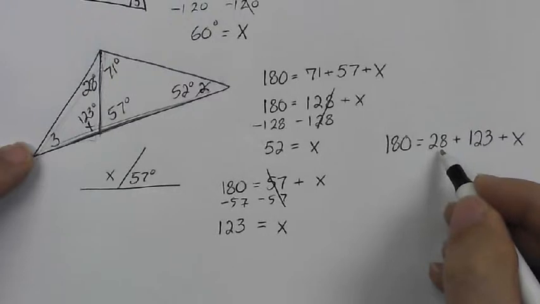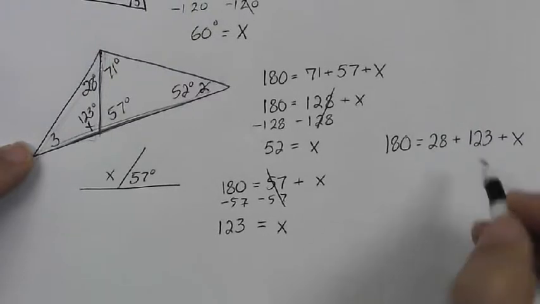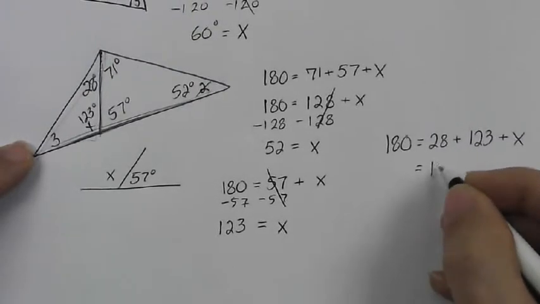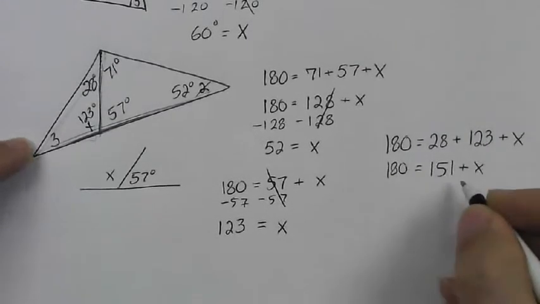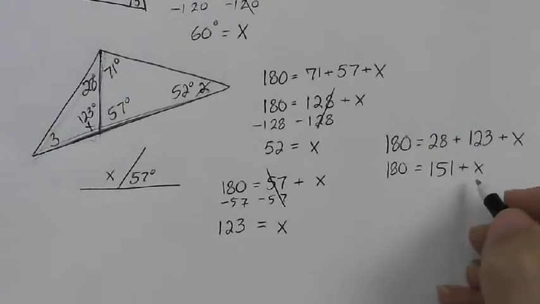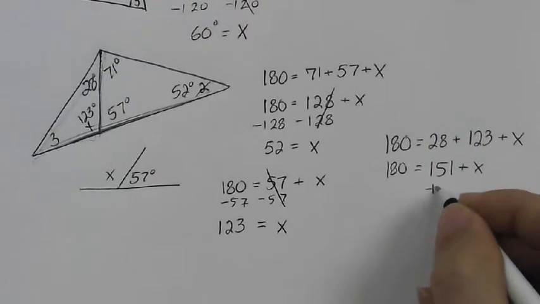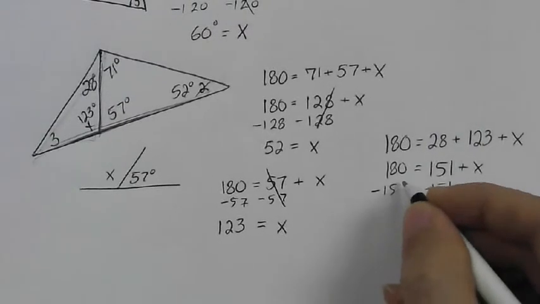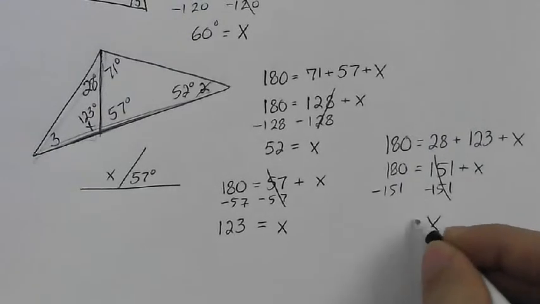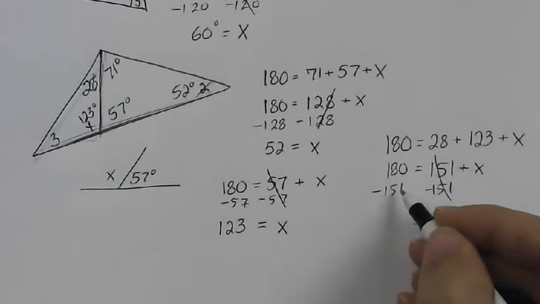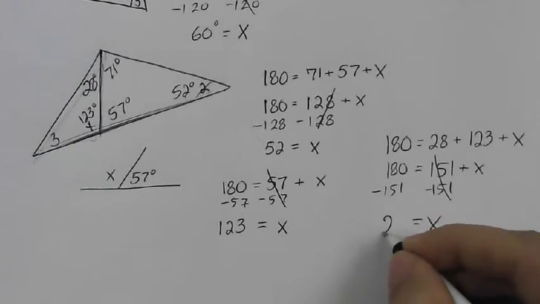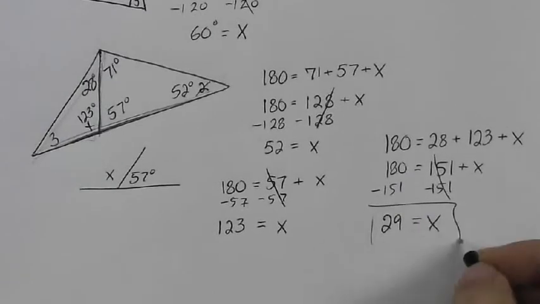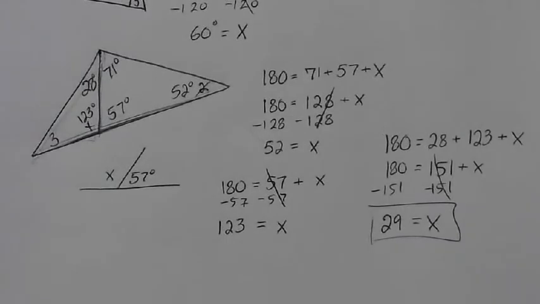123 plus 28, that's going to be 151. So now I have 180 equals 151 plus x. Now I'm going to take away 151 on both sides. That cancels. And I have 180 minus 151, which is going to be 29. So x equals 29. And that's how we solve one of those problems. Not as bad as they look.